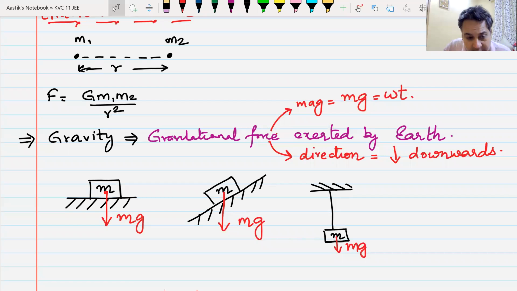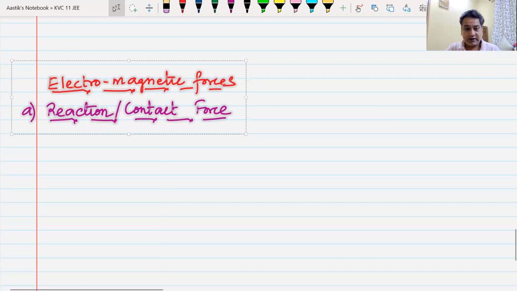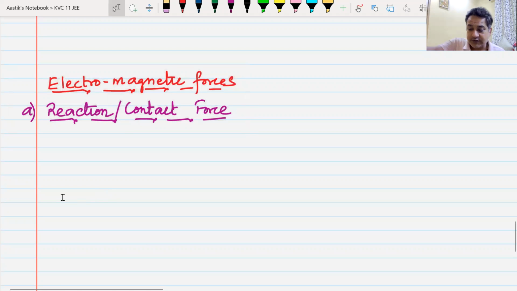Yes, sir. The second type of force, and I told you that whatever forces we see around us are either gravitational force or electromagnetic forces. The first type of electromagnetic force that we are supposed to know, we may call as the contact force or the reaction force.